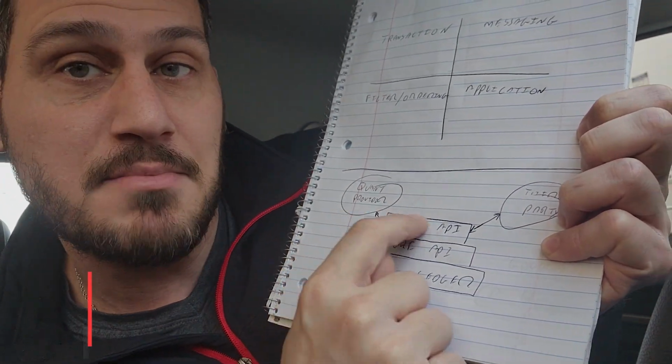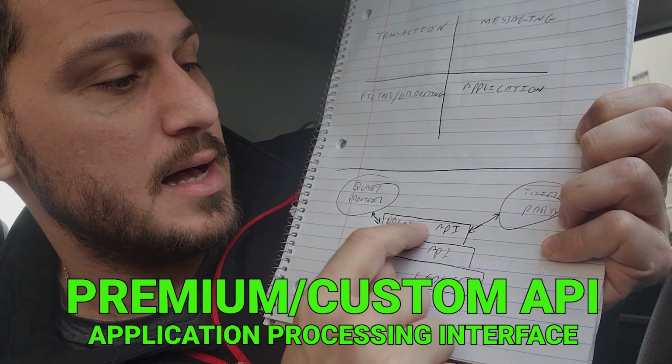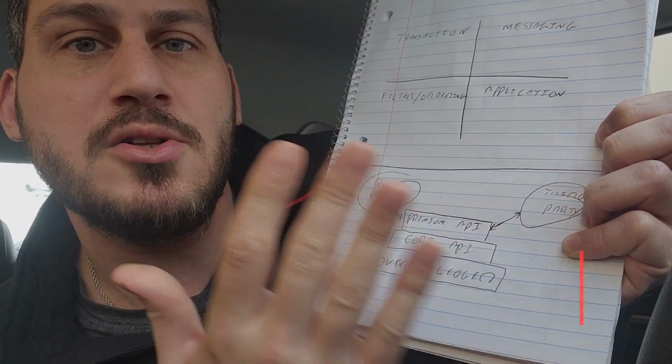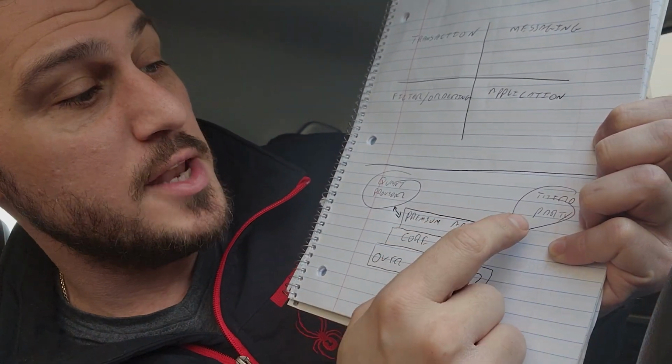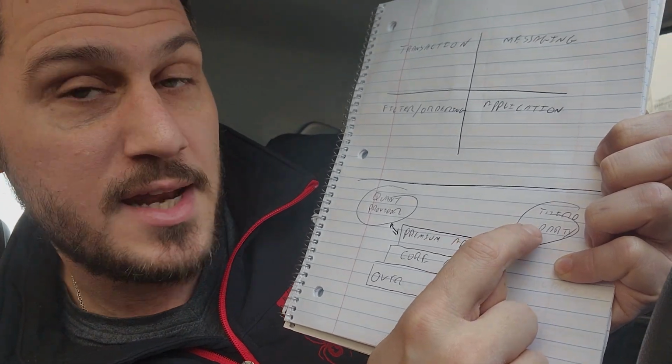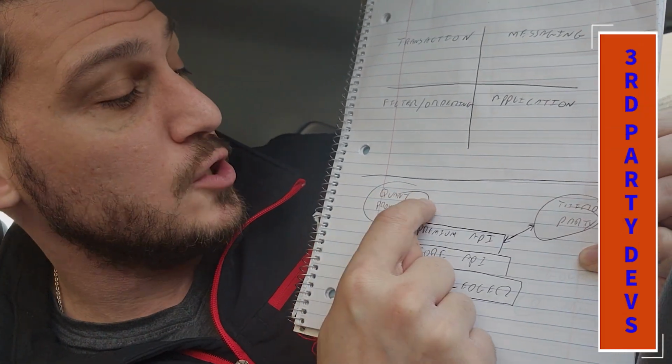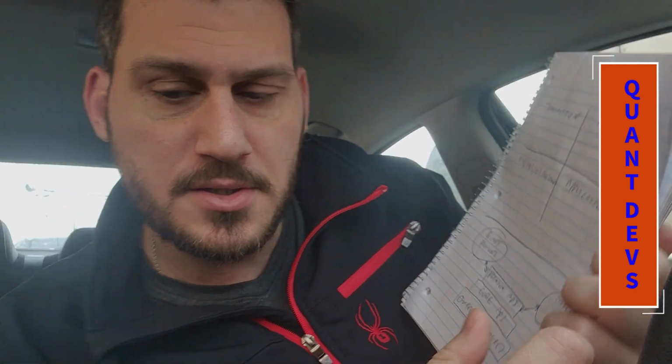And then you have the customizable premium API. And the premium API is built to suit you. When you have the premium API, you then have third-party developers. You also have Quant developers that can develop on Quant and build you what you want.